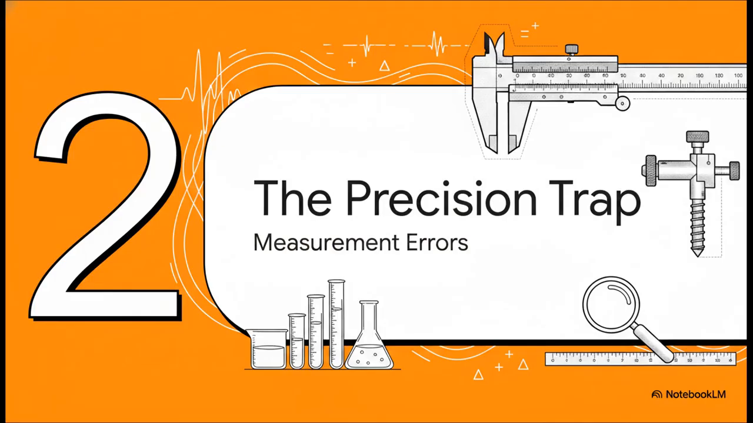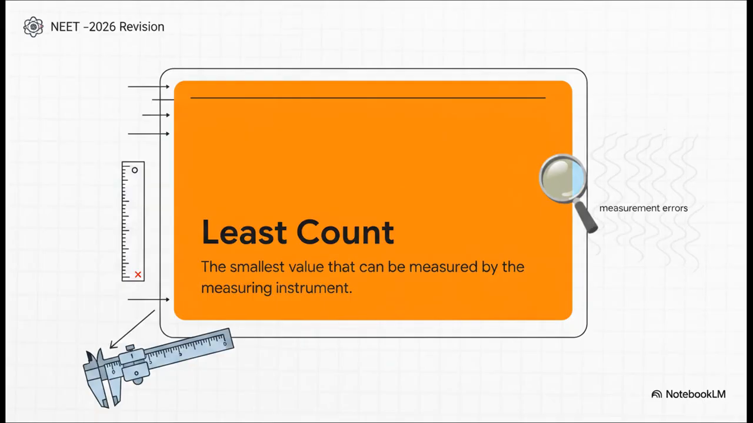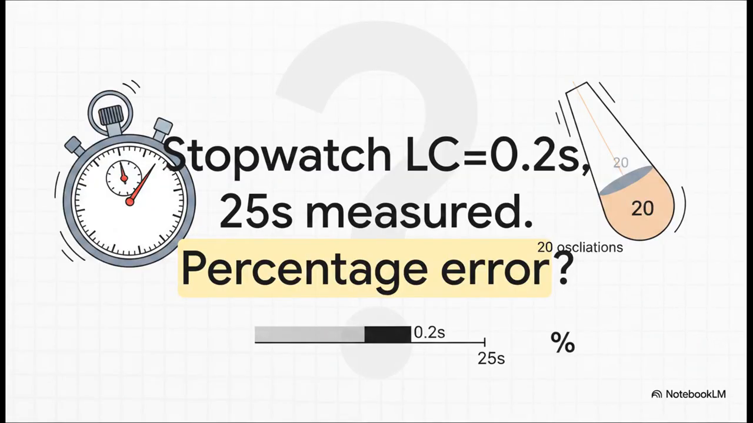Okay, shifting gears now to Section 2, the precision trap. This is exactly where examiners love to catch you off guard. It all starts with the least count. By definition, this is the smallest value your instrument can possibly measure. Think of a standard ruler. If it only has millimeter marks, you simply cannot confidently measure half a millimeter, right? This absolute limit is the birthplace of all measurement errors. Let's see this in the wild with MCQ3.